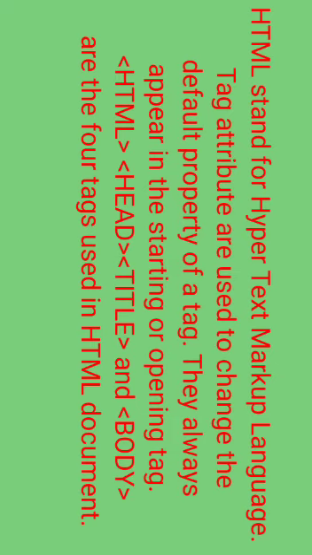HTML stands for Hypertext Markup Language. Tag attributes are used to change the default property of a tag. They always appear in the starting or opening tag. HTML, head, title and body are the four tags used in an HTML document.